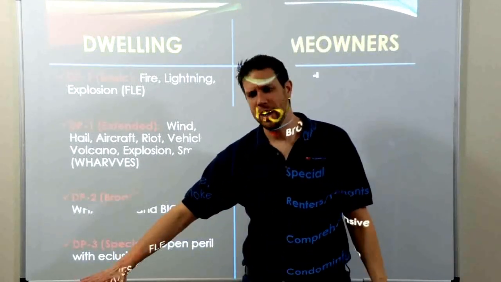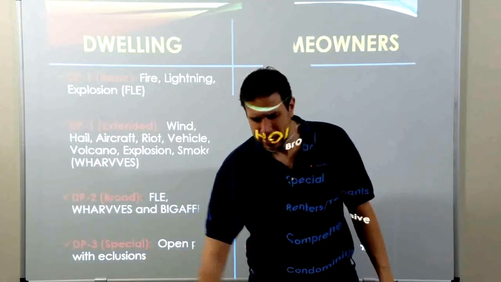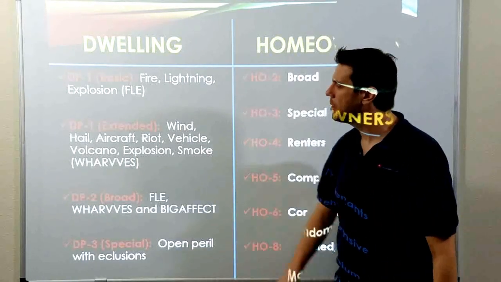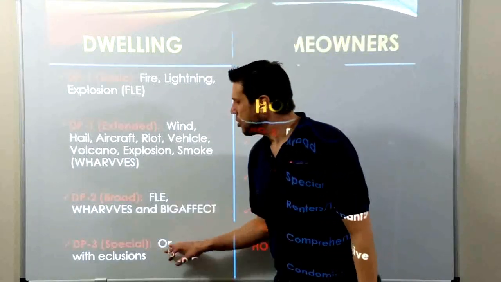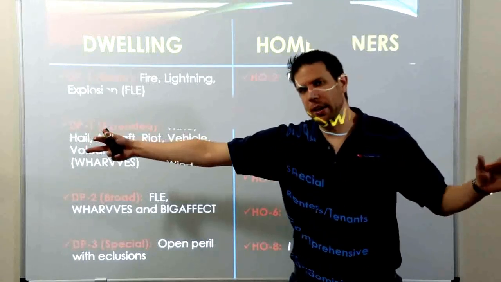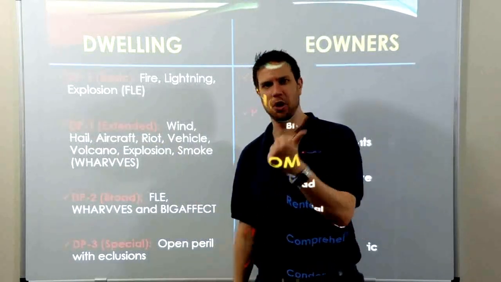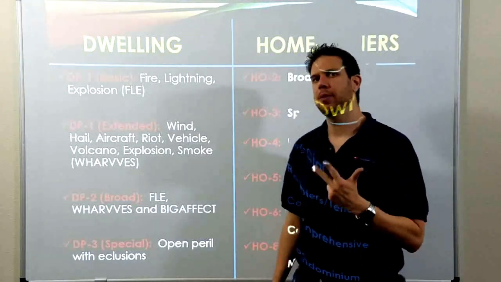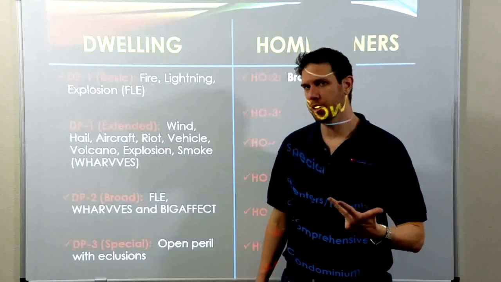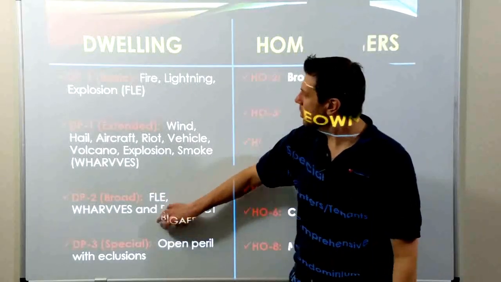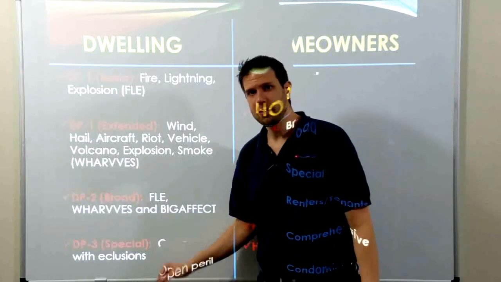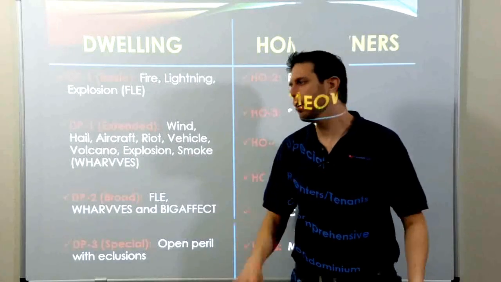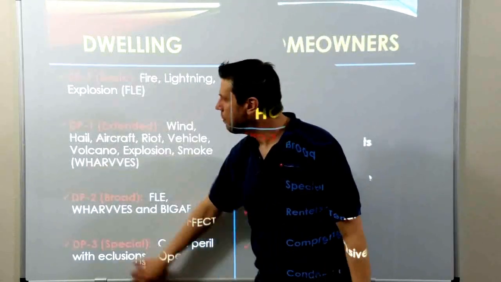Underground pipes are if the pipes underneath your house burst. Let's assume that they're like city pipes. DP3 special covers everything except the exclusions, like earthquake, underground pipes, flood. Flood insurance is only covered through the federal government, the National Flood Insurance Program. If your pipes burst, that's covered under broad. But if it floods from the outside, like the rain accumulates on the ground, flood is not covered underneath anything.